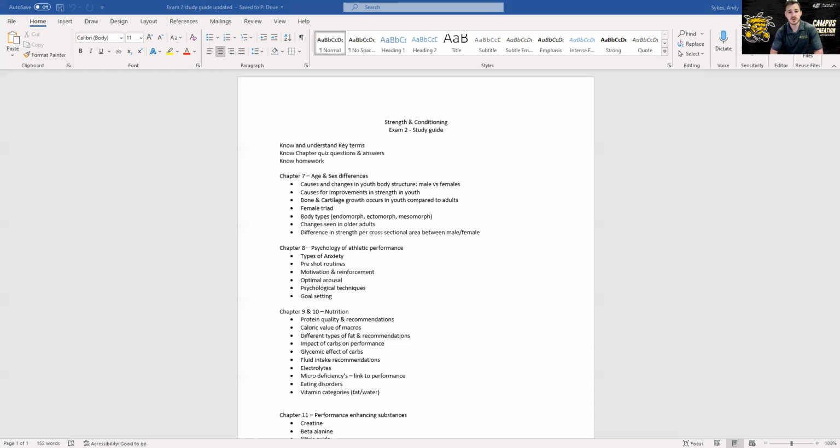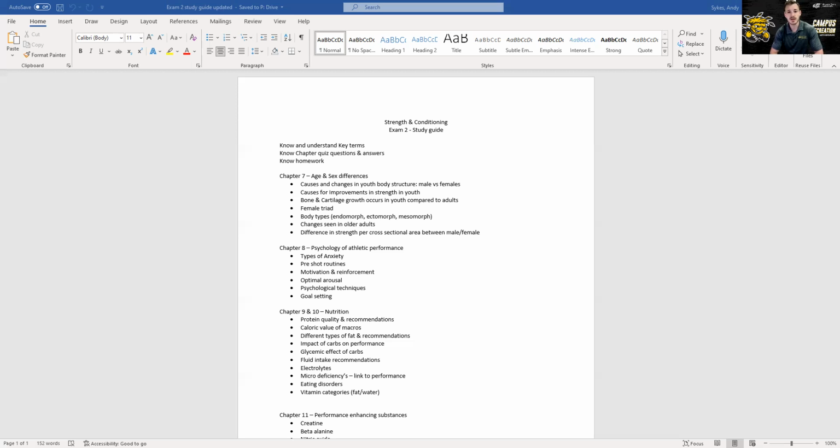Bone and cartilage growth in youth compared to adults. Where does that growth occur? As we become adults, we seal our growth, and it no longer occurs. So where is the growth happening during adolescence? The epiphyseal, the joint surface, the insertion points along the bone. Read into that through your chapter and see where that growth is actually occurring, and then when it seals and stops having more growth, and you hit that full adult size in your skeleton.